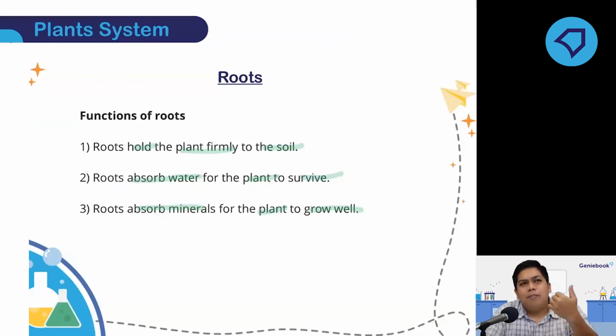Okay, so you must say minerals or mineral salts. Both of these are acceptable.